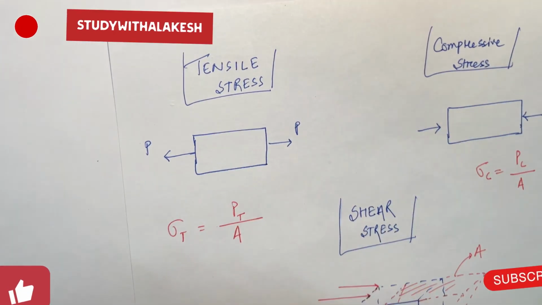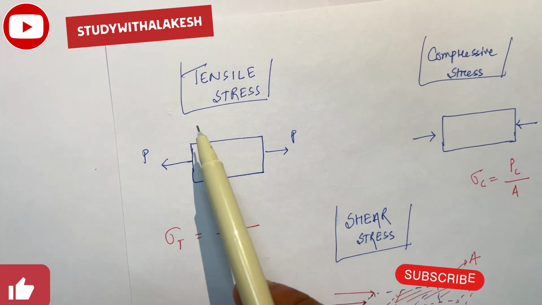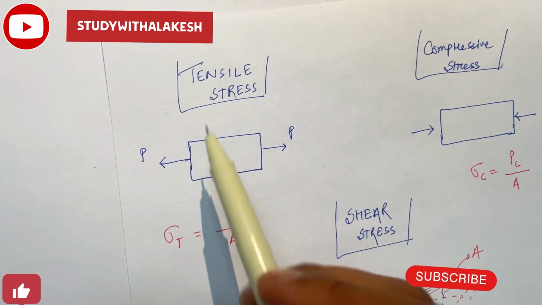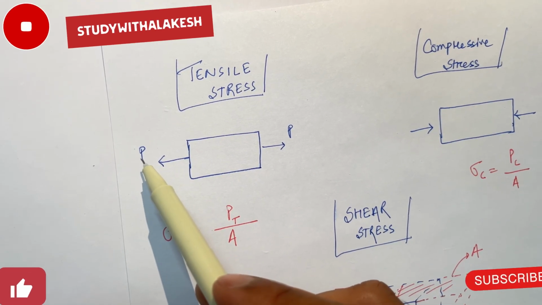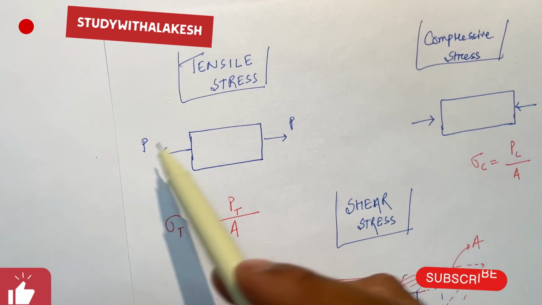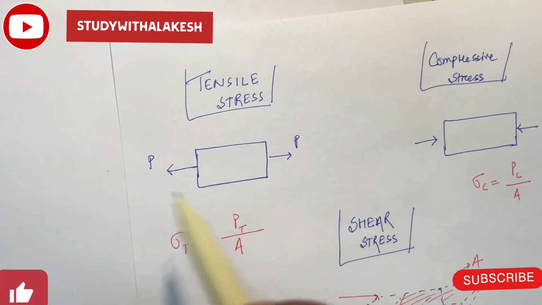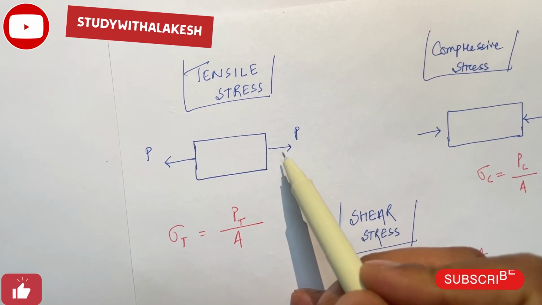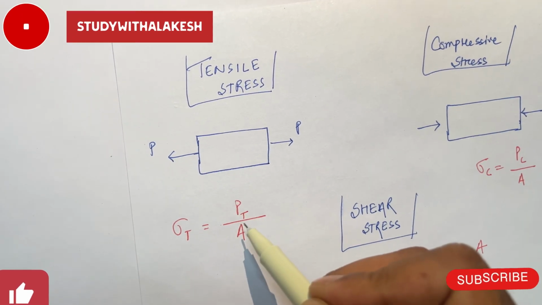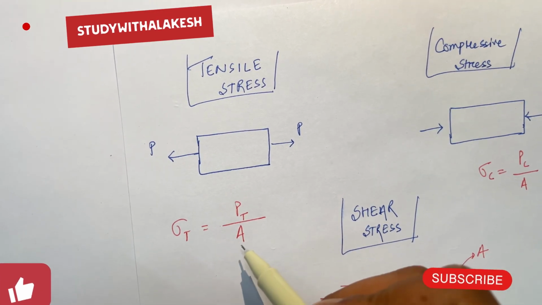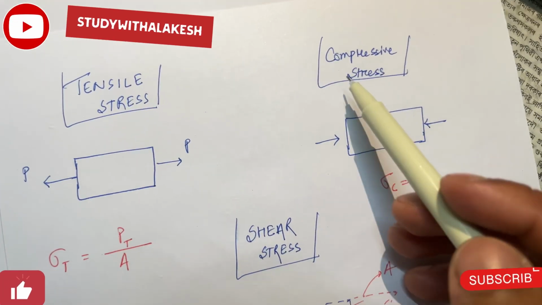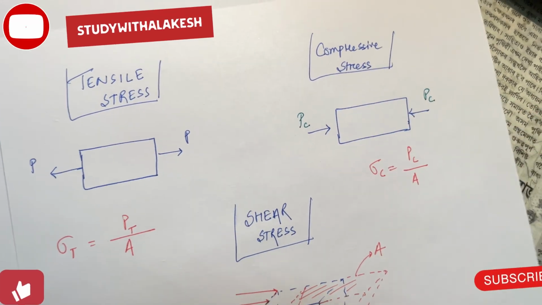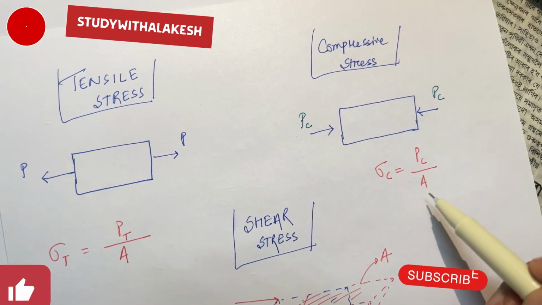Now the different types of stress: here we are discussing tensile stress, compressive stress and shear stress. These all depend on the nature of the force that is applied. Suppose in the case of tensile stress, the force is tensile in nature. So what is stress? It is P tensile, that is tensile force by area. In compressive stress, the force is compressive in nature. So what is sigma c? It is P_c by area.